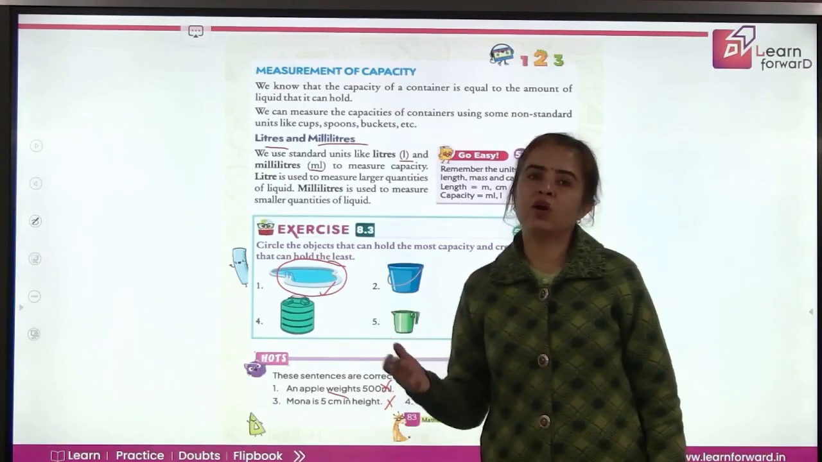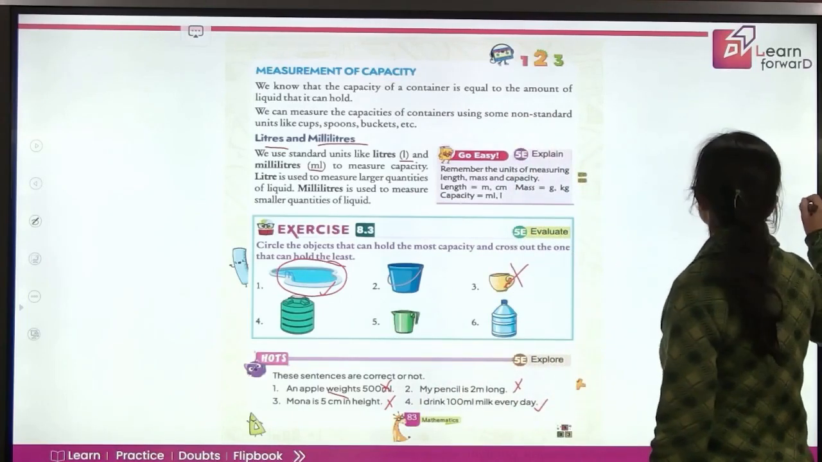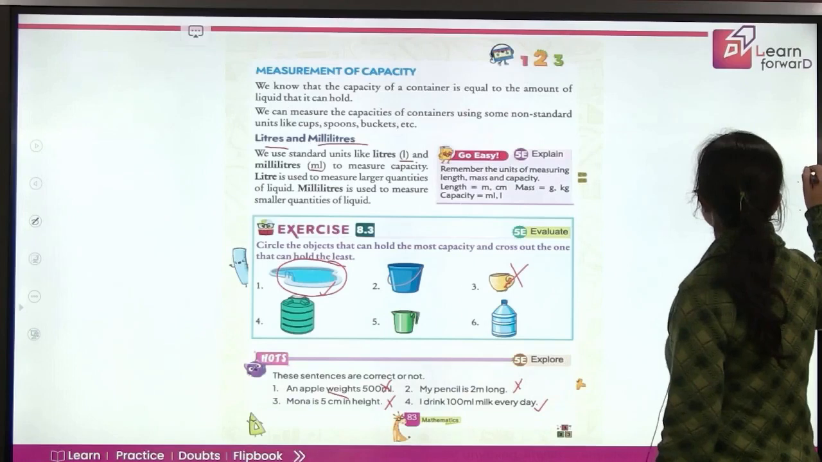But you cannot have 100 liters also. So, we consider it as correct. Now, let's move ahead.